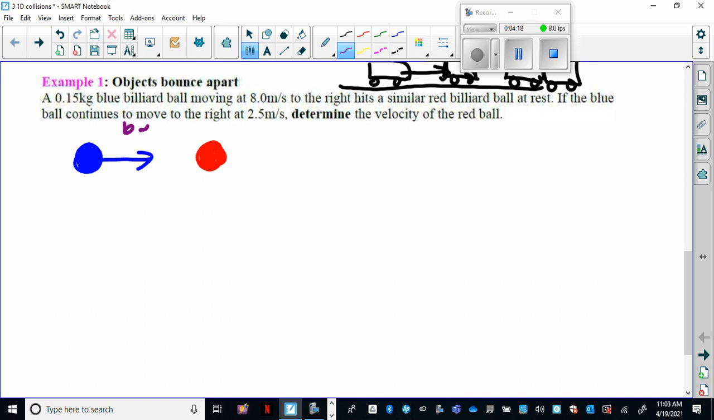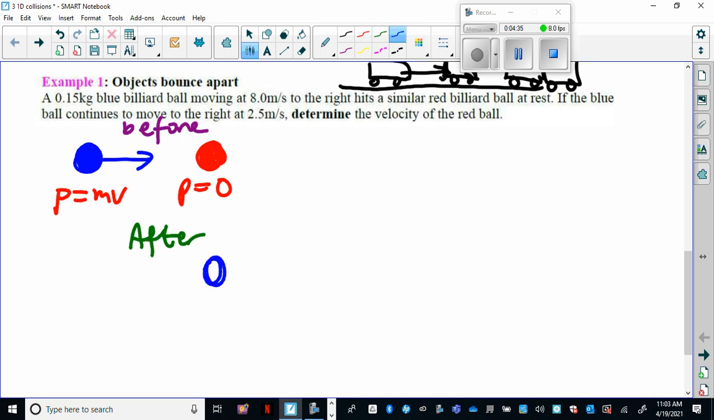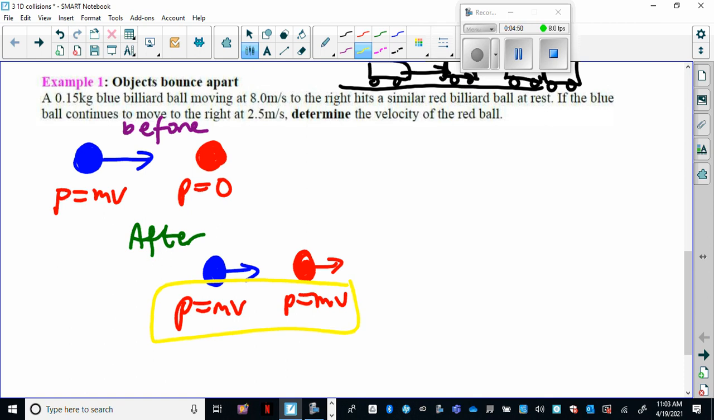So this is before the collision. So before the collision, the momentum of the red ball is 0. The momentum of the blue ball is just going to be its mass times the velocity. And then after the collision, they're both moving. So the blue ball is moving in this direction, and the red ball is moving in this direction, and they both have a momentum, and the combined momentum, in other words, if I add these two together, they are going to equal this one here. The momentum before equals the momentum after, the conservation of momentum.